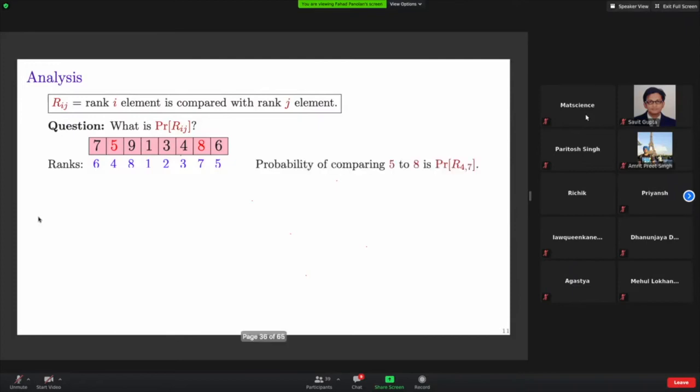Now what is the probability of comparing 5 to 8? So what is the rank of 5? It is 4, and the rank of 8 is 7. And R47 is the event that the element 5 is compared with the element 8. Is the notation clear? Probability of R47: the rank 4 element is 5 and the rank 7 element is 8. And the probability of R47 is the probability of comparing 5 with 8 in your algorithm.